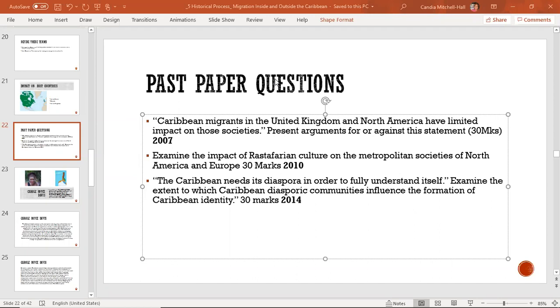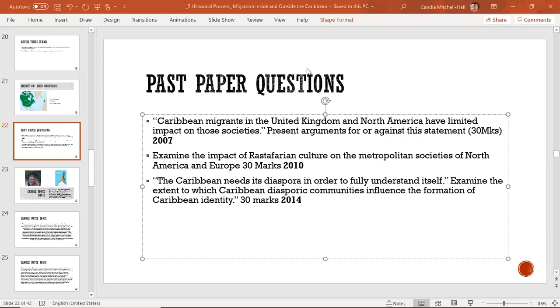Yes, much better. Okay. Examine the impact of Rastafarian culture on the metropolitan societies of North America and Europe, 30 March 2010. So one of the questions is to look at how the Rastafarian culture has impacted these societies. Another one, because once people leave and migrate, they are going to bring the culture with them.